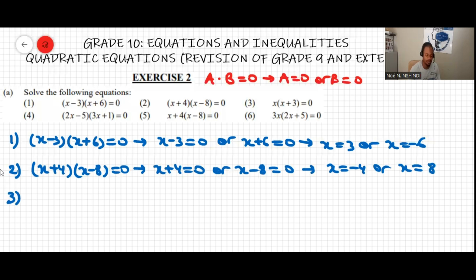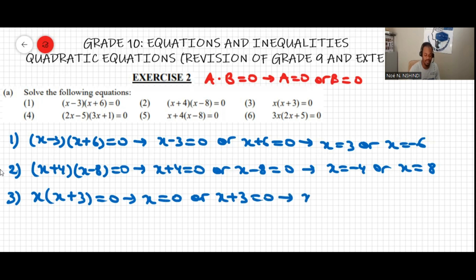Question 3, x times (x plus 3) equals 0. So this means it's x, which is 0, or x plus 3 equals 0. So x is 0 or x equals negative 3.